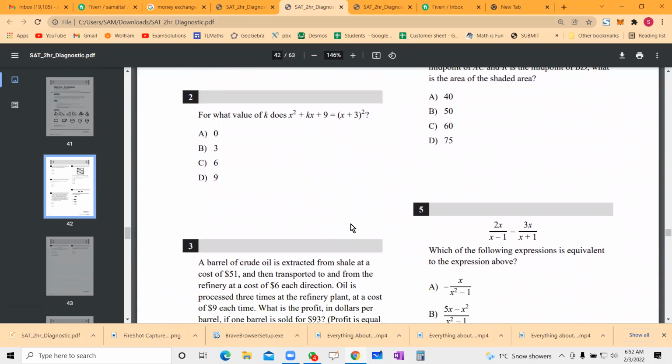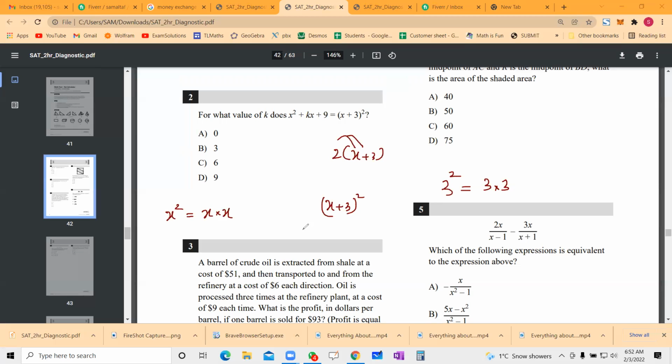So can you read it? For what value of k does x squared plus kx plus 9 equal x plus 3 squared? So what you will do here? Would you distribute the squared for the x and the 3 or no? It's not like distributing 2, like 2 times x plus 3 equals 2x plus 6. It's x plus 3 whole squared. What do you mean by 3 squared? 9. 3 times 3, right? 9. And what do you mean by x squared?